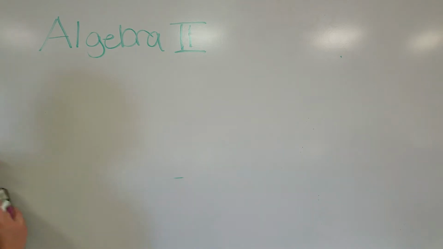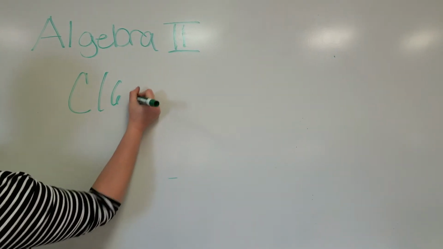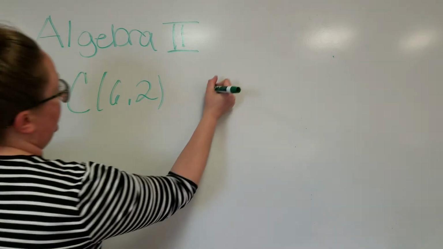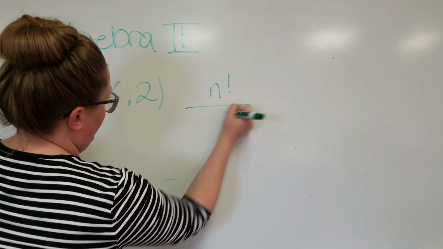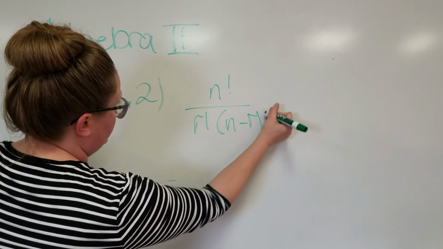Problem number 14, pretty straightforward. They asked for 6 factorial. That means you need to go 6 times 5 times 4 times 3 times 2 times 1. Number 15, they do ask you to do the combination of 6, 2. So remember your formula for a combination is n factorial over r factorial times n minus r factorial.